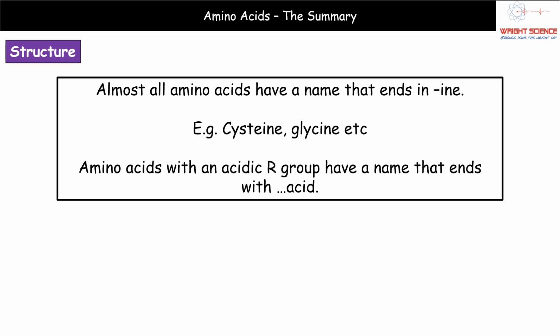When it comes to the names of our amino acids, the vast majority of our amino acids all have a name that ends in INE. So if we think of some of the amino acids that you've hopefully heard of at this point, things like glycine, cysteine, proline, all of them have that INE ending. There are some that end in the word acid. And the reason that these amino acids end in the word acid is because that R group, that side chain, is acidic. So if they've got that acidic R group, then their name is going to end in the word acid.